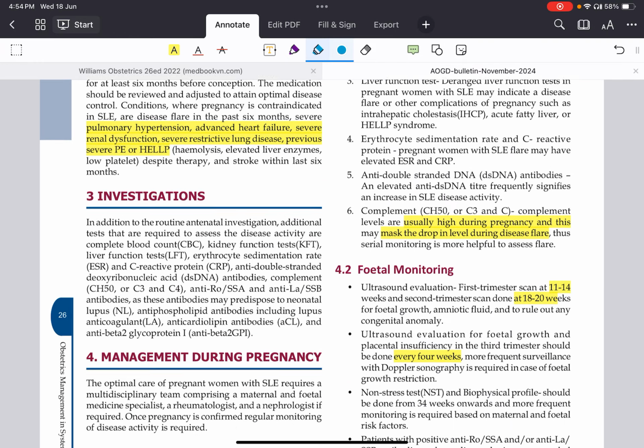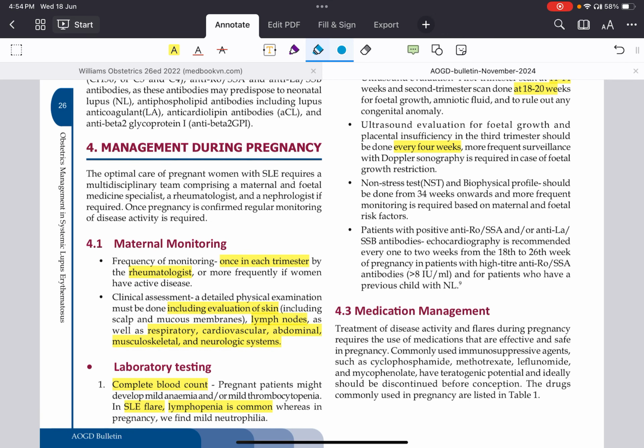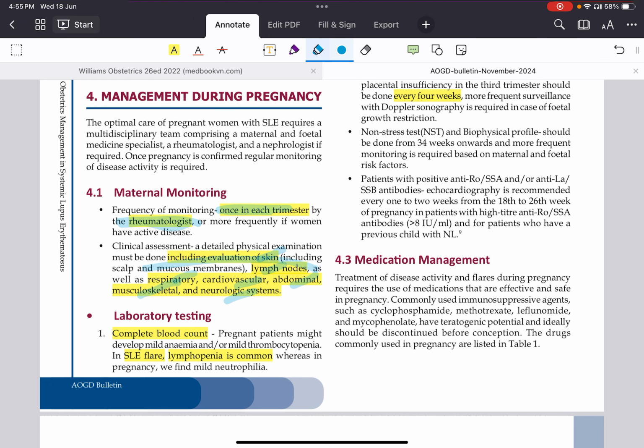Then preconception care is also important. During management, maternal monitoring should be enhanced. As in heart disease in pregnancy, where you ask her to review with a cardiologist depending upon the WHO classes of heart disease, in the same way SLE in pregnancy, she should review with the rheumatologist once in each trimester. Detailed examination should be done, including skin, lymph nodes, respiratory, cardiovascular, abdominal, musculoskeletal, neurological symptoms. Even if you don't remember this, remember you are good.